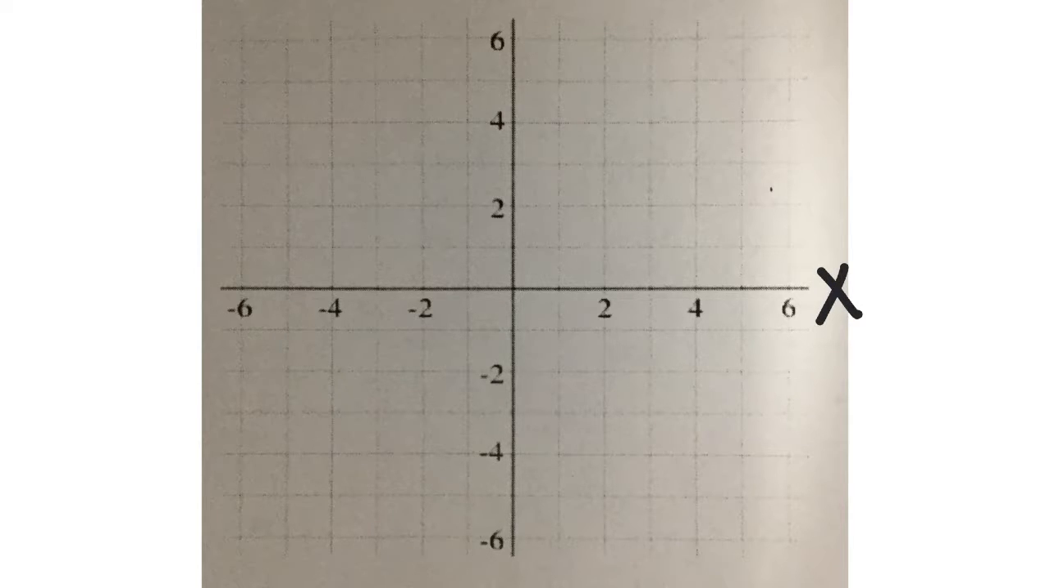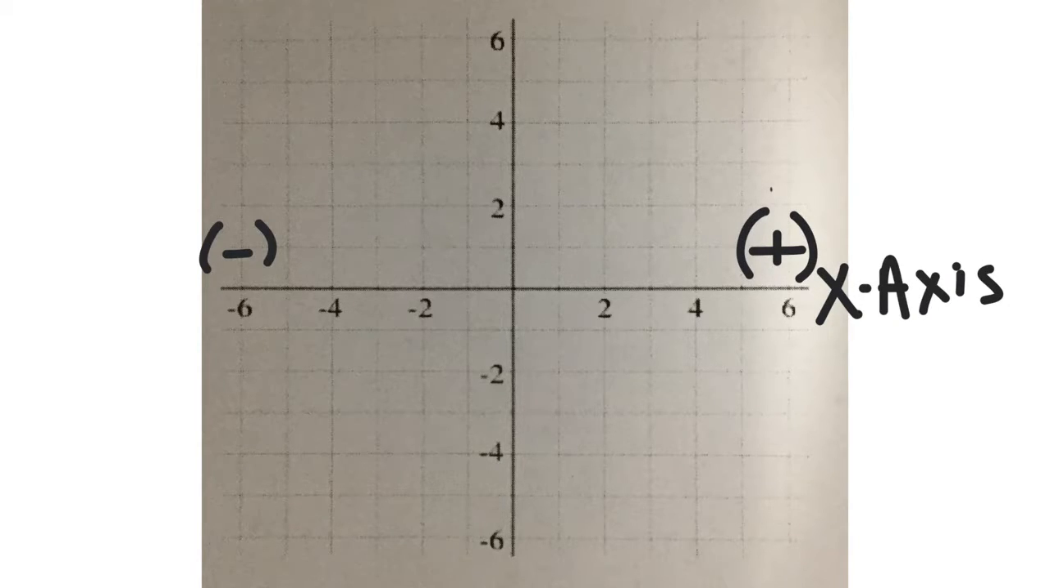And I have the x-axis here. So this is our x-axis going side to side. And this is a horizontal number line. I have my positive numbers over here. I have negative numbers over here, and this is a number line like you're kind of used to seeing it, okay?